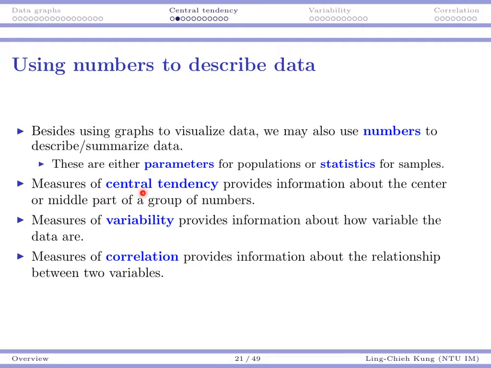In this video, I will talk about central tendency, about how the center or the middle part of this data set looks, or somewhat we say where the data are. And then we want to talk about variability, which is about how the data spread out over the whole spectrum. The last topic will be about correlation between two variables. Here, let's look at central tendency first.